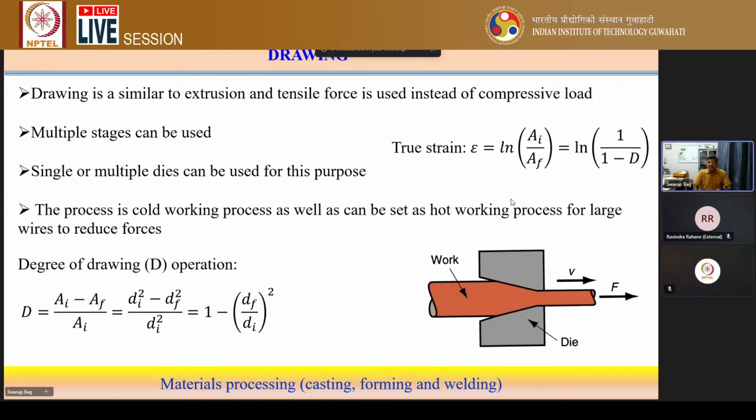So we have different calculations for the degree of the drawing operation in terms of the initial workpiece diameter and the final diameter of the wire. For any kind of wire, we can follow multiple stages and reduce the diameter of the wire as per the desired size, desired component. So I think that's all.